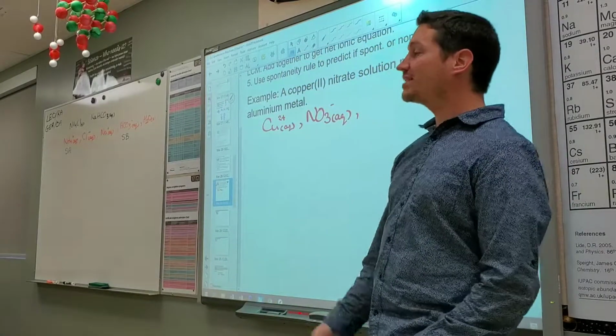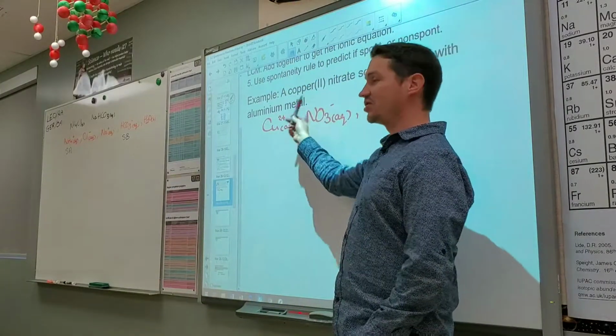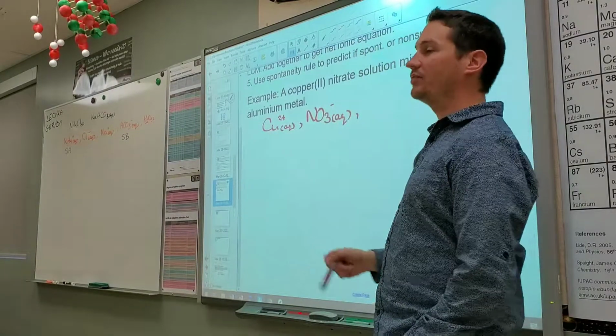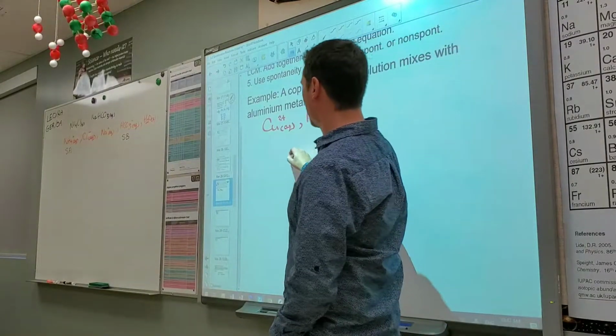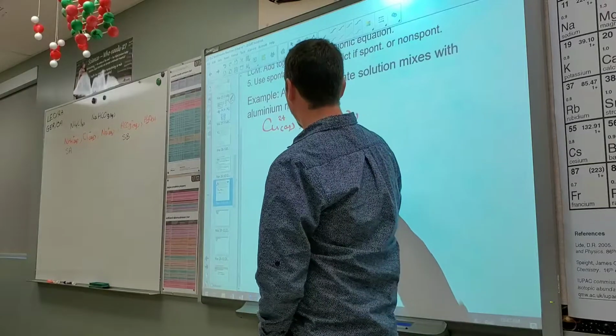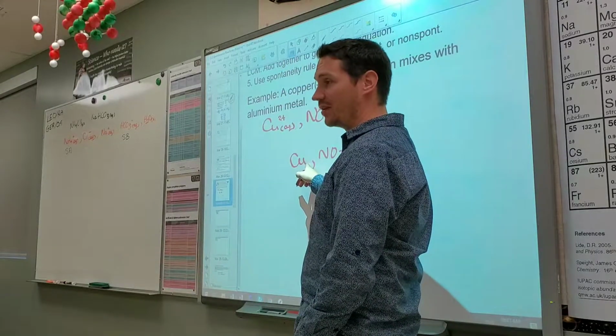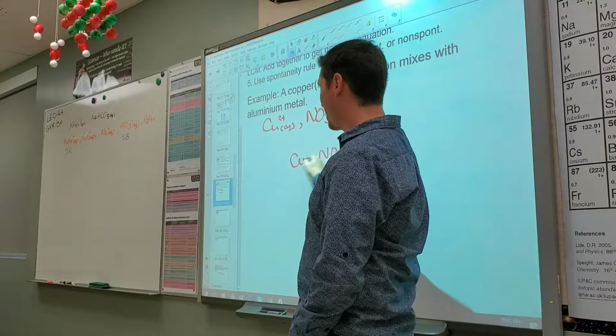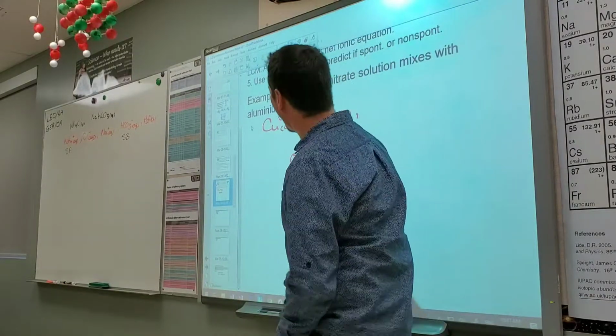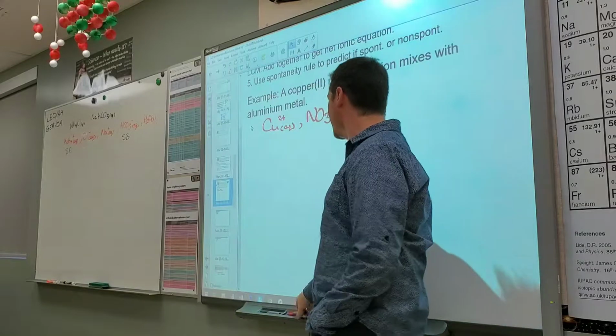I can't stress enough how important it is to have these charges on here. People love to split up copper 2 nitrate into copper and nitrate, and this tells me you have elemental copper with no charge. That's bad. Please don't do that. You have to have the charges on the ions.